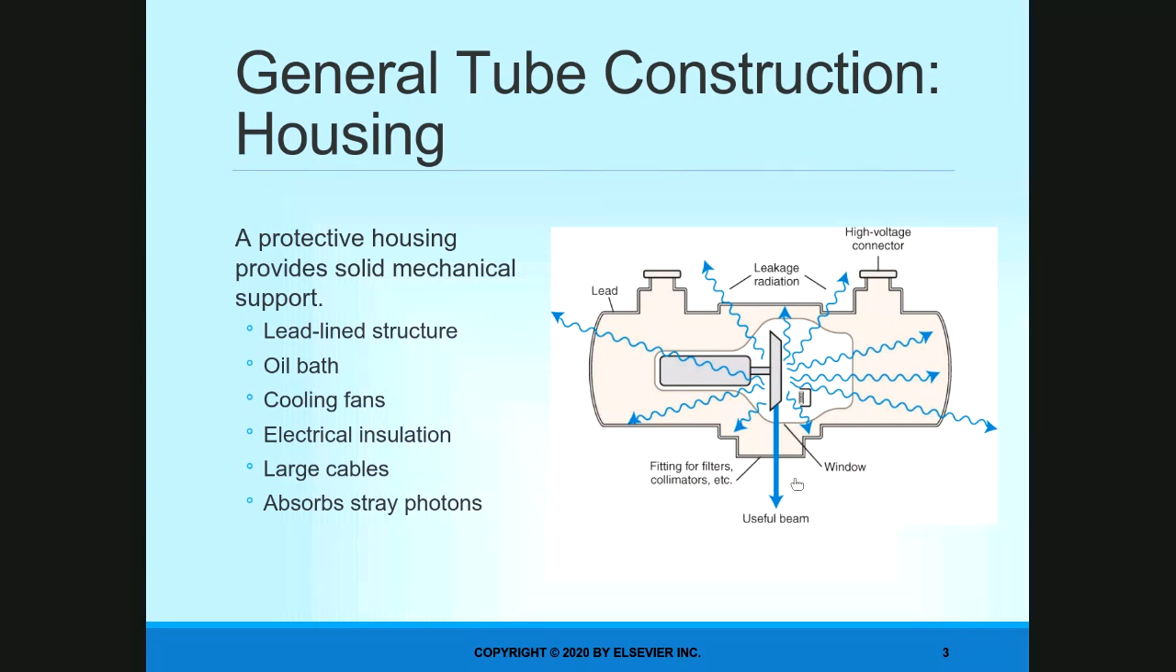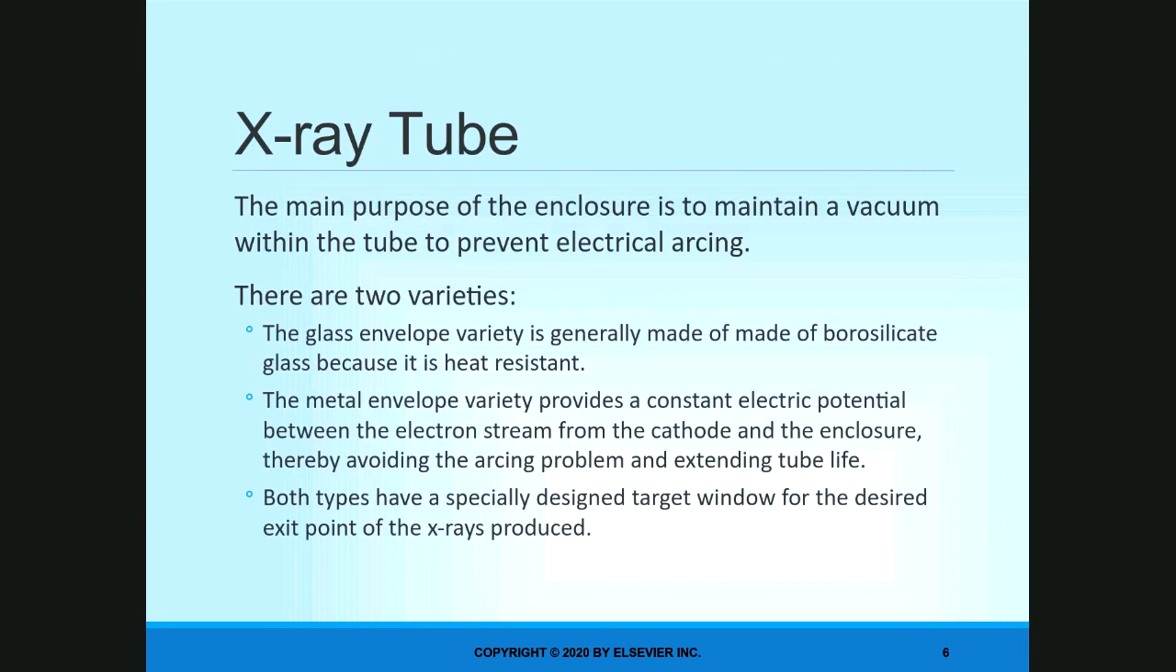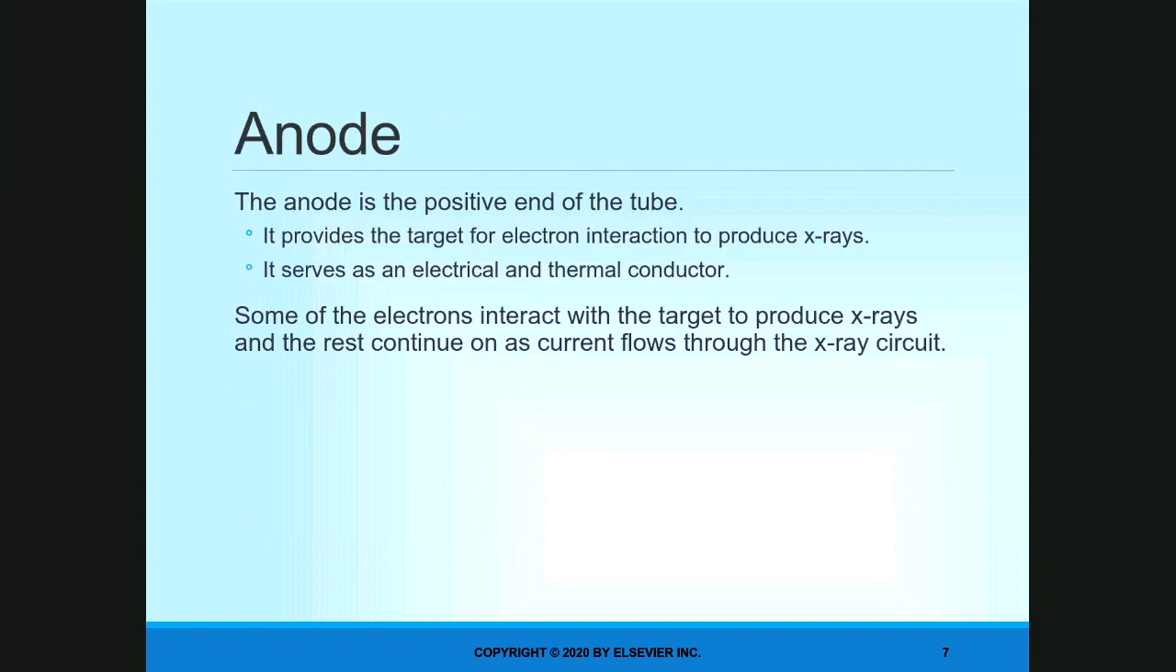Okay, so this window is actually made so that that area of glass is a little bit thinner so that the X-rays can actually get out, so that there's not as much absorption of the radiation in this area. The thinned out portion of the window actually allows the photons to exit, which is what we want. That's pretty much where we would like the X-rays to come out so that they're directed down towards the patient. So both metal and glass enclosures have that specially designed target window. So it's an area that's thinner.